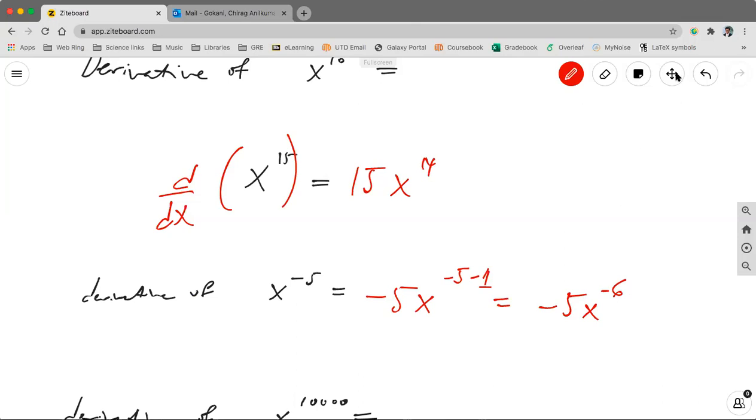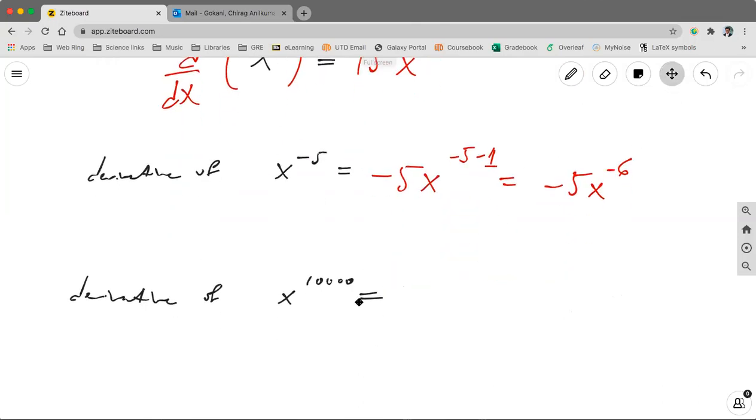Good. Can someone tell me what the derivative of x to the 10,000th is? Is it any harder? No. Can someone tell me what it is? Someone different? 10,000x to the power of 9,999. Nice. Good job. Look how smart you are.